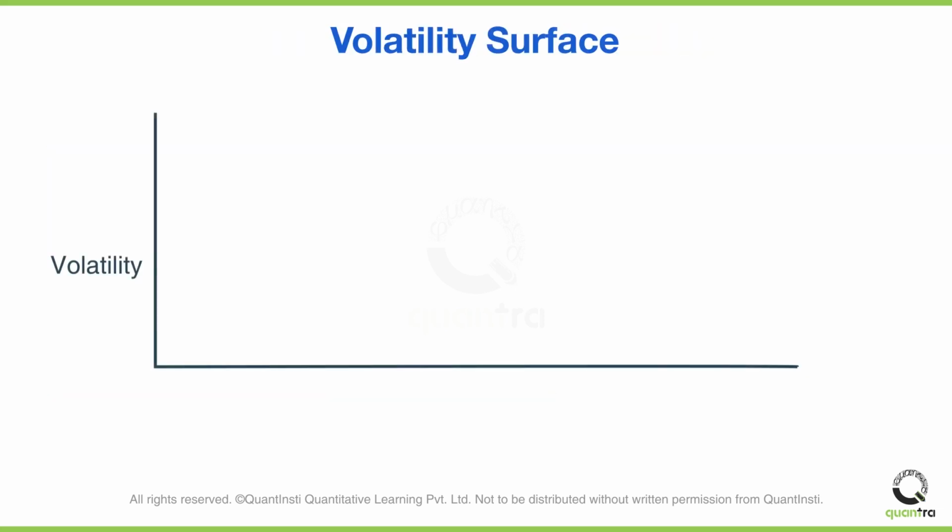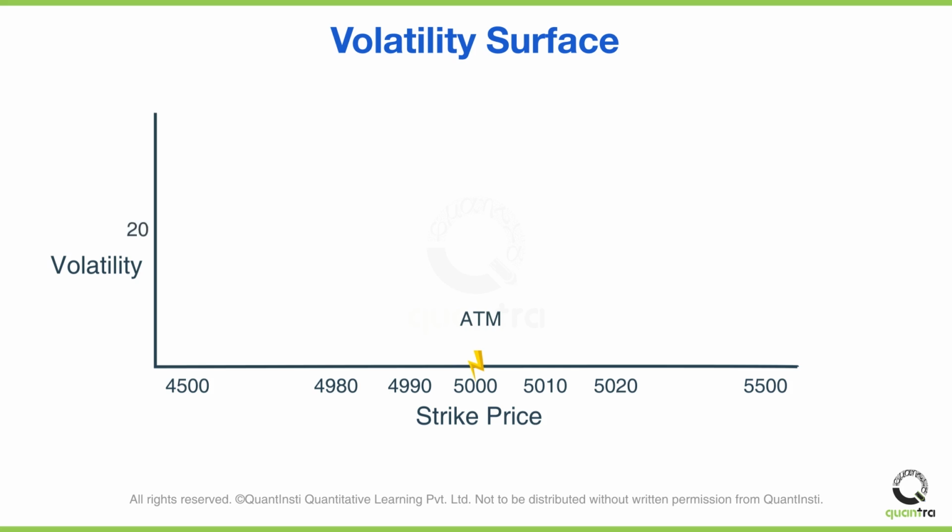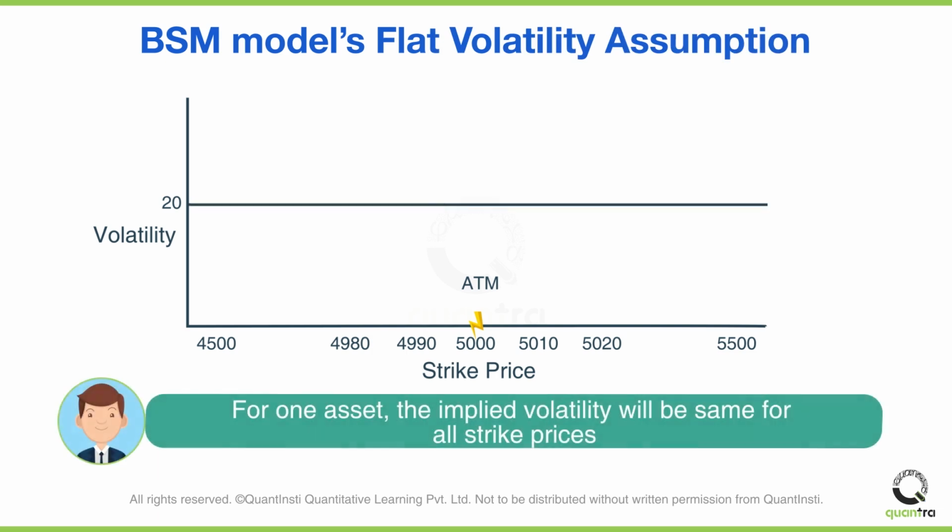Implied volatility is usually shown on the y-axis of the graph. The x-axis is the strike price of the options. For illustration purposes, the underlying asset is priced at $5,000, which makes the strike price of $5,000 at the money. Assume that the implied volatility is 20. The Black-Scholes model for option pricing assumes that the implied volatility for options with the same underlying asset is constant. Thus, the implied volatility will be a flat line, as shown on screen.